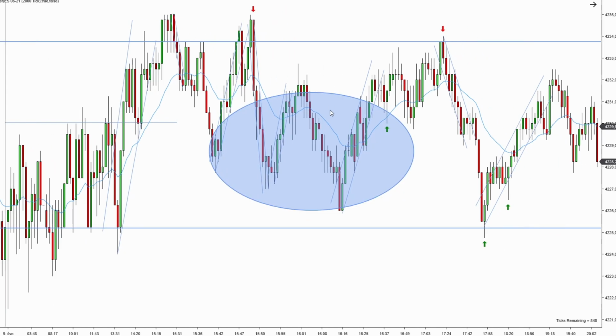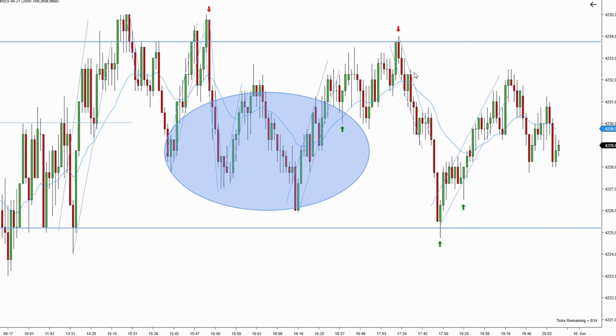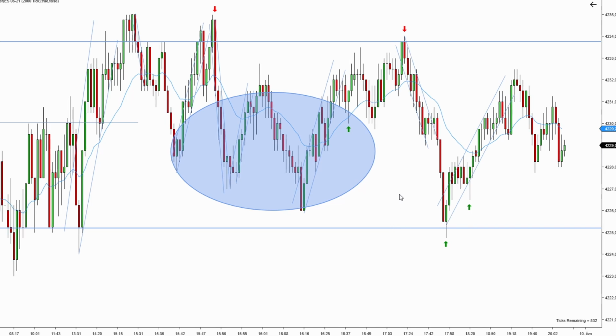And if you guys were patient right here, you can see there were quite nice setups later on in the day. So there's nothing wrong with sitting on your hands for the first few hours.